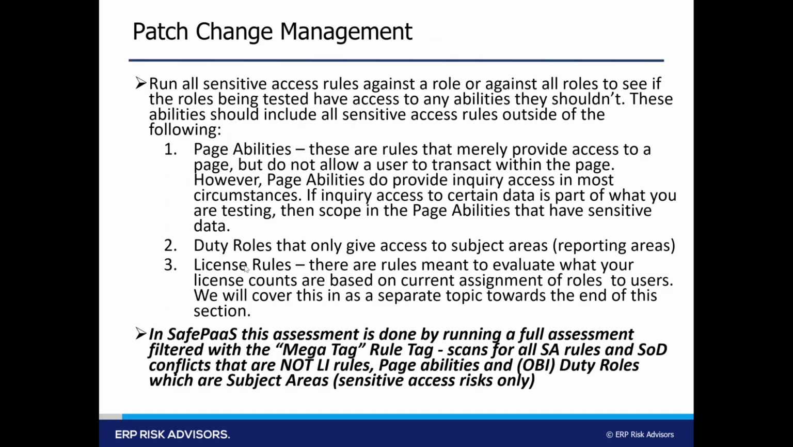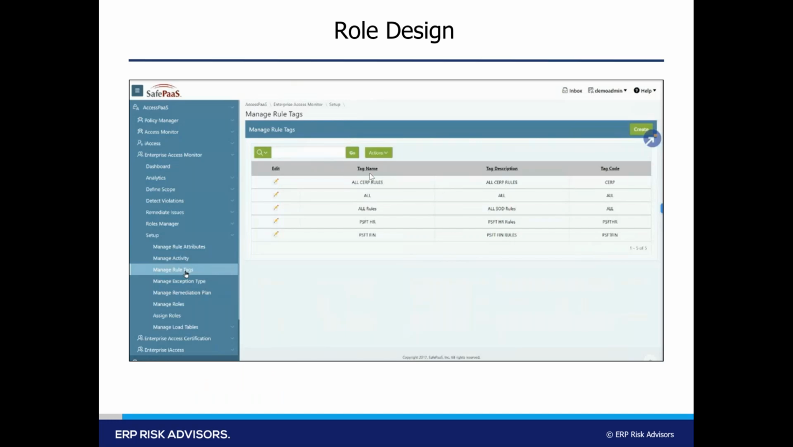In part 2 of the webinar, Bob took us through a process of how to run what we call rule tags and assessment via rule tags. I would invite you to go back and listen to that. What we have is what we call a mega rule tag, and that is what you would use to evaluate those sensitive access risks and then SOD conflicts related to revalidating role design. We do update that on a quarterly basis.